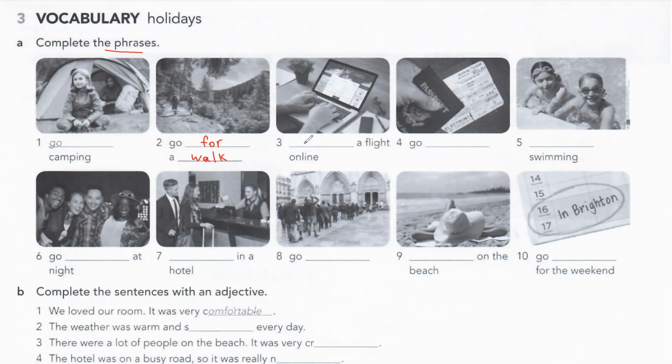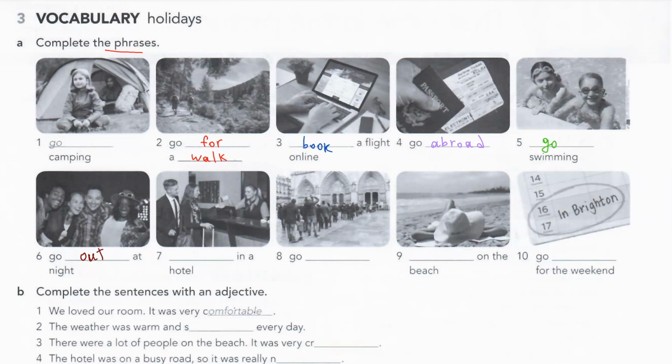Next one is book a flight online. Number 4, as you can see, the passport and then the ticket. So that would be go abroad. Go abroad. Number 5 is go swimming. Okay. Number 6, go out at night.